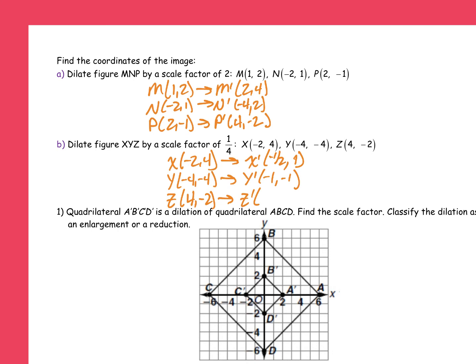Z prime. It's not going to be that hard because you already did it in X. So what's Z prime? My eyesight is getting worse by the day. 1, negative 1/2.